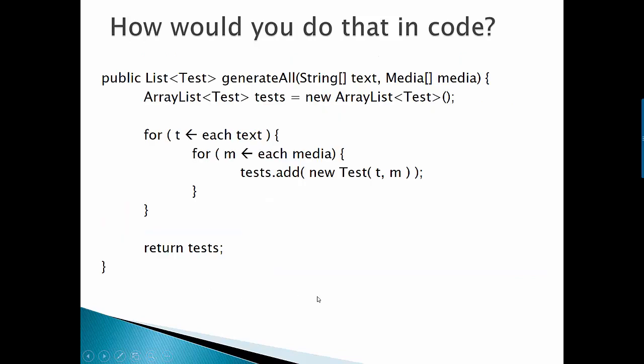So we finally arrived back at looping. You can create an array list. You can loop over each location in the text array. You can loop over each location in the media array. And then you can create a new object consisting of that text and that media. And then you add that, and so put together, that represents a particular combination. And then you add that object to your array list, and then at the end you return it. And now you've generated an array list of all the possible combinations.